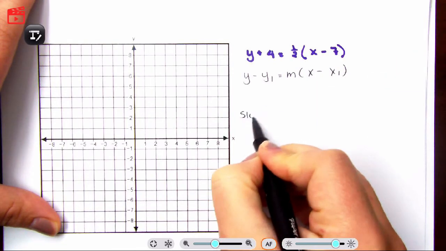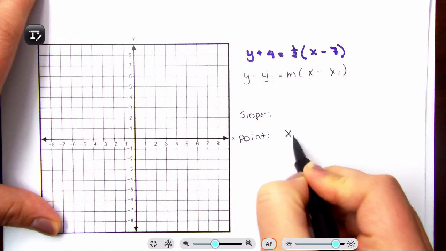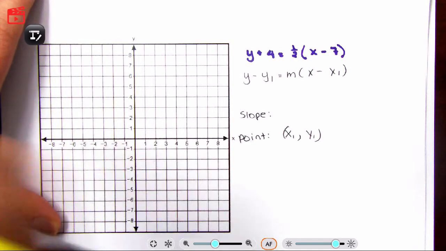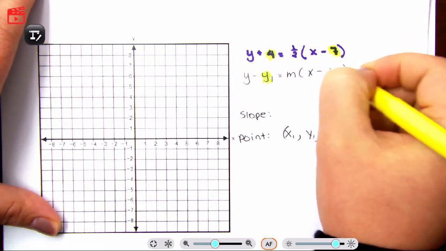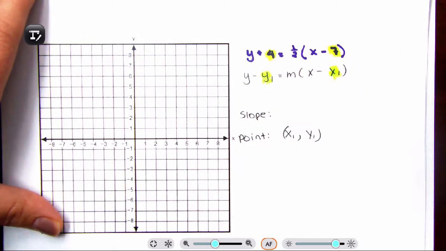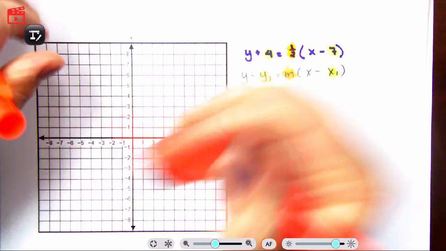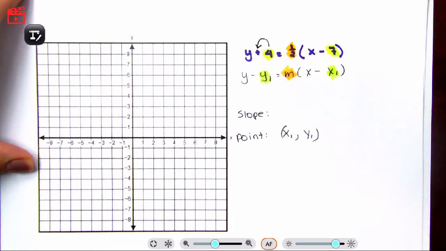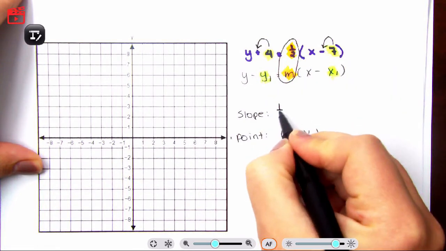So we want the slope. We want the point. Now remember, point is x1, comma, y1. We're looking at what lines up. I have a 4 and a y. I have a 7 and an x1. And then I have my slope. So again, remember how we said think opposite? So here's your 4. What's in front of 4 is a plus. Here's your 7. What's in front of 7? A minus. So your slope is super easy. You just take this number here. Slope is going to be 1/2.